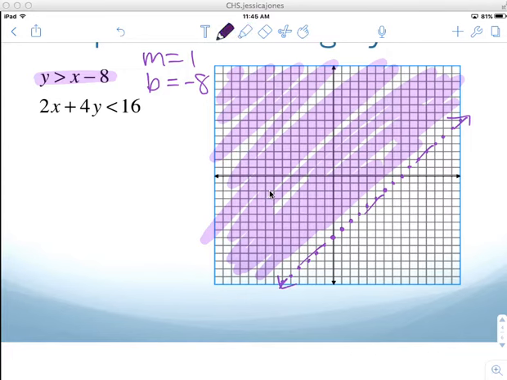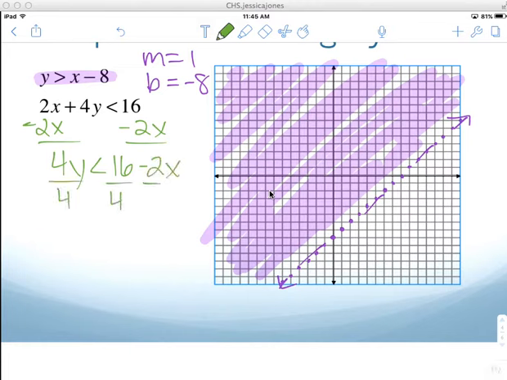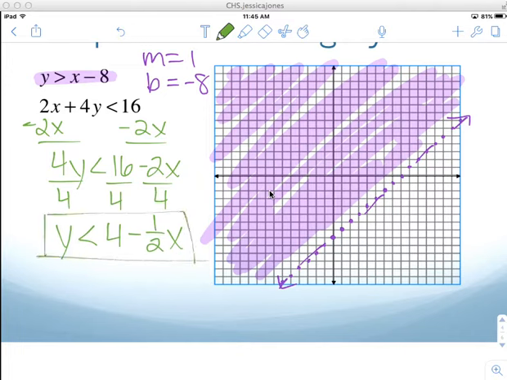Now, in order to graph my second inequality, I have to get y by itself. So we're going to subtract 2x from both sides. 4y is less than 16 minus 2x. We're going to divide everything by 4. So y is less than 4 minus 1/2 x. Remember your special rule: if you ever divide or multiply by a negative, you flip your sign. Here we don't divide by a negative, so we keep our sign as less than.